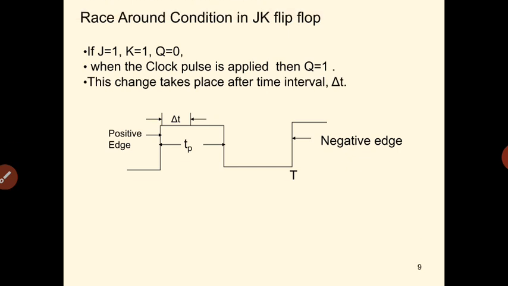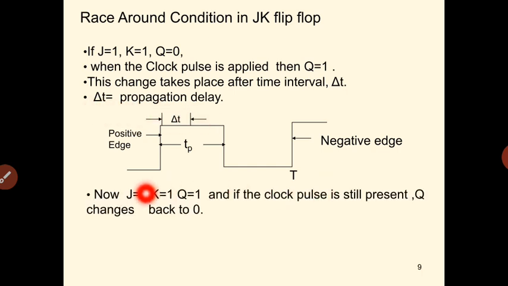So when the clock pulse is applied, then Q becomes 1, because earlier Q is equal to 0. Previous output is 0, so present output becomes 1 for J is equal to 1 and K is equal to 1. This change takes place after the time interval delta t. So delta t, you can call it as propagation delay. The delay taken by the circuit in order to produce the change in the output for a given change in the input is called propagation delay.